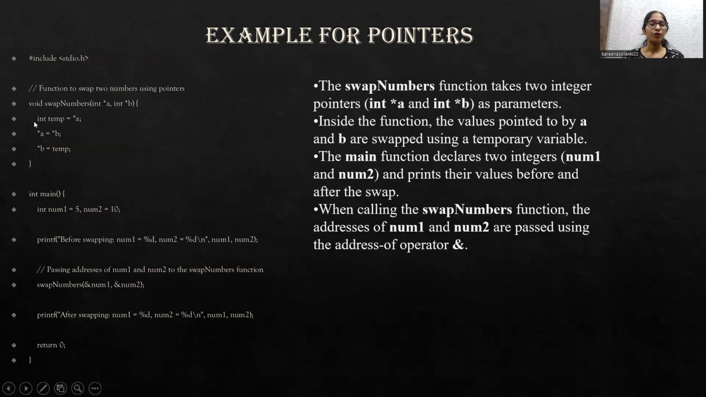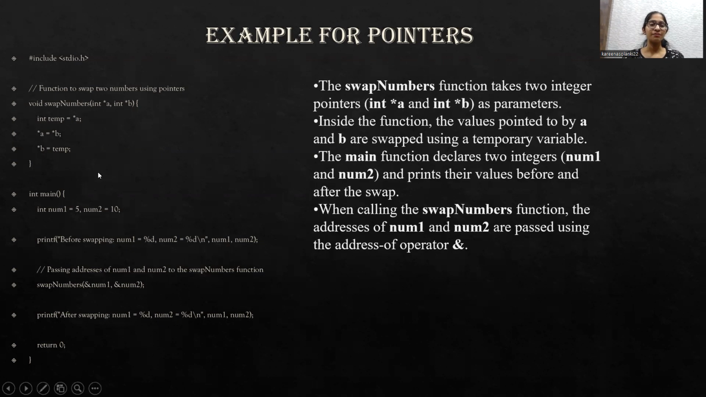The next lines of code are int temp equals *a, *a equals *b, and *b equals temp, then closing of the brace. Here temp is a temporary variable. The next is the main function. The main function declares two integers, num1 and num2, and it prints their values before and after the swap.